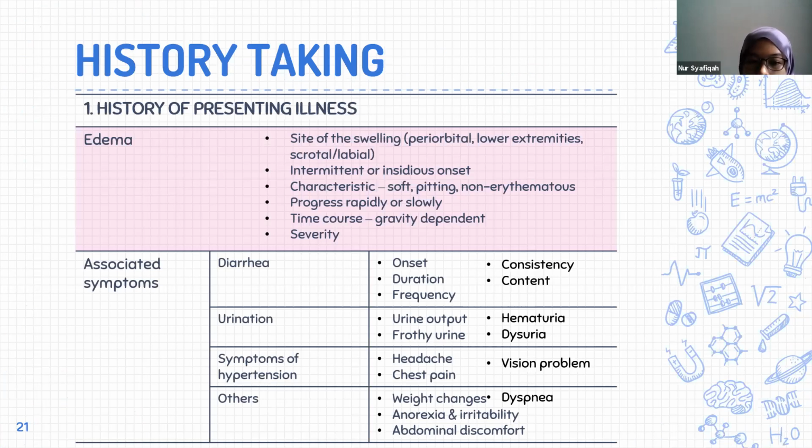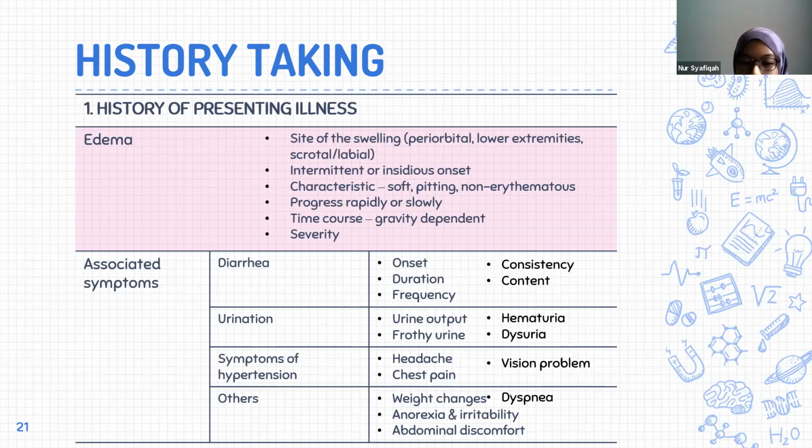Also the characteristic of the edema, which is soft, pitting, and non-erythematous in MCNS. We also need to know if the edema progresses rapidly or slowly, and the time course of the edema, like I mentioned before about gravity dependence. Next, we also ask about associated symptoms. If there is any diarrhea, we need to know about the onset, duration, and frequency. And we also need to ask about urination.